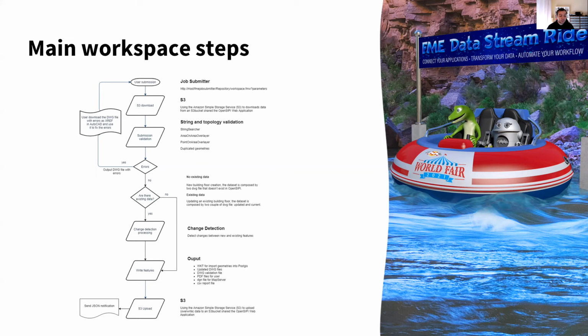If no errors are found, the procedures go ahead, and the next step is to check if the data are already in the database or if the data are new. If the data are new, the procedures go ahead and write some output. If the data are already present in the database, the next step is change detection to detect changes between new and existing features. At the end of the procedures, all output is written out and uploaded on S3, and a JSON notification is sent back to OpenCP.